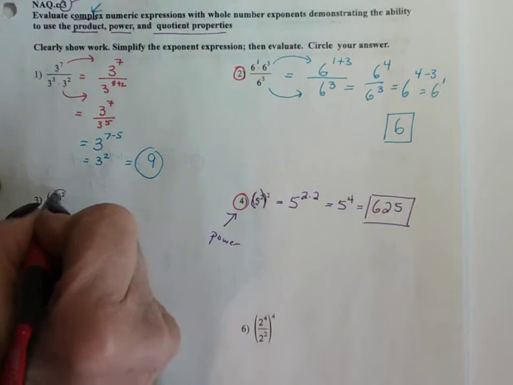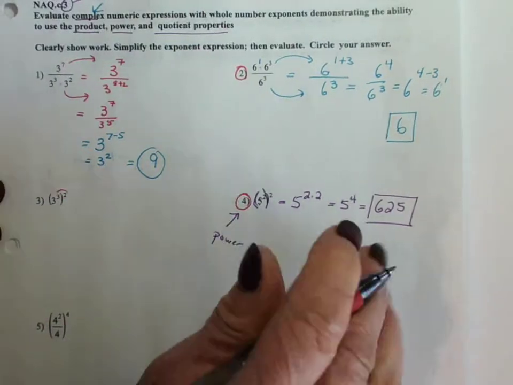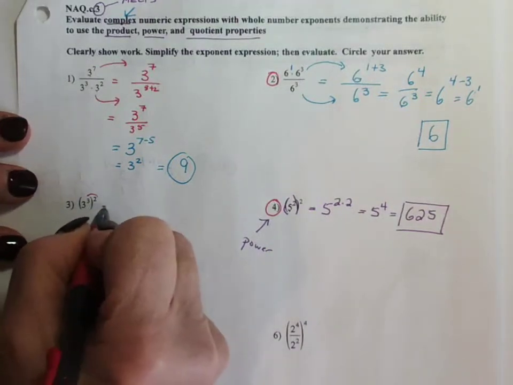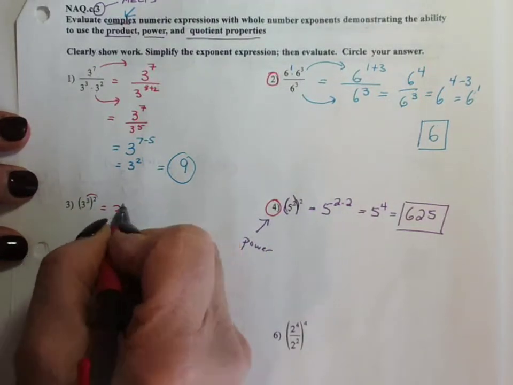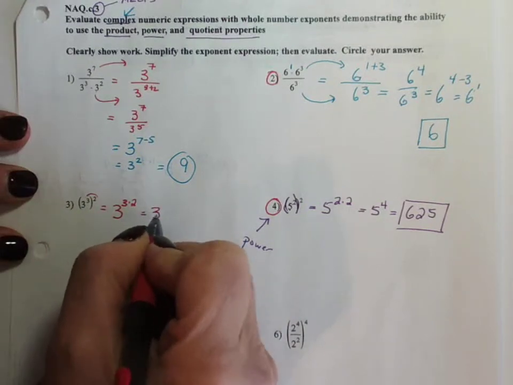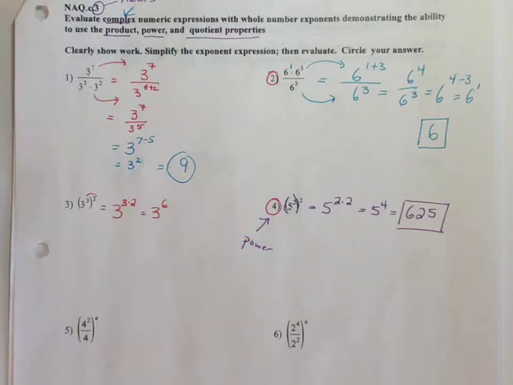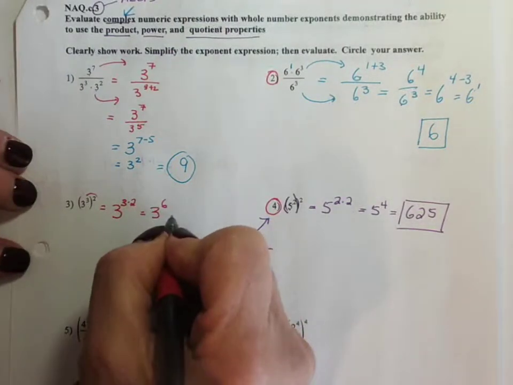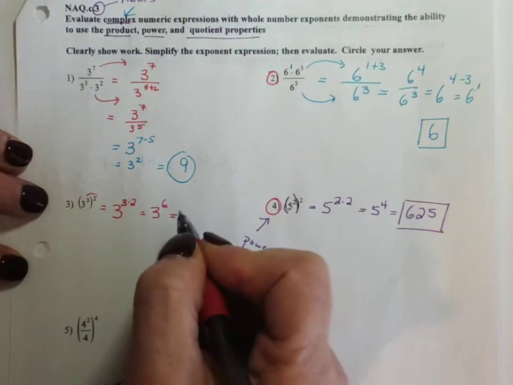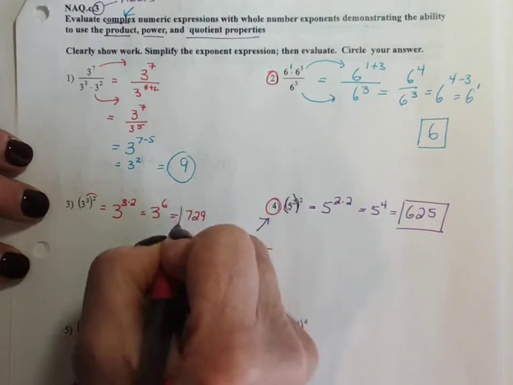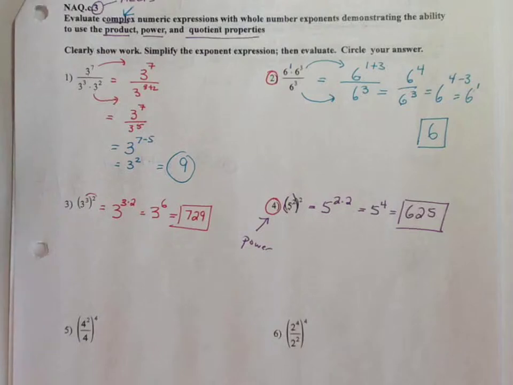Here, this is the power rule. We have to multiply. 3 times 2 is 3 to the 6th. And I won't give you anything this difficult on your assessment, but 3 to the 6th is 729. Because remember, on the assessment, you cannot use a calculator.